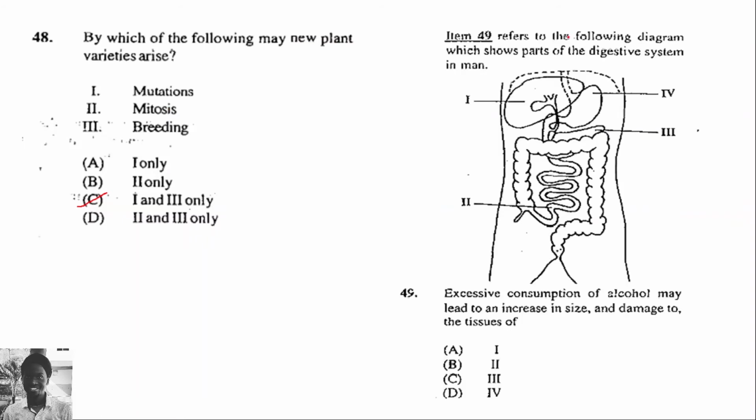Item 49 refers to the following diagram which shows parts of the digestive system in man. So 1 is the liver, 2 is the small intestine, 3 is the pancreas, and 4 is the stomach. 49 says, excessive consumption of alcohol may lead to an increase in size and damage to the tissues of A. 1, the liver, B. 2, which is the small intestine, C. 3, which is the pancreas, and D. 4, which is the stomach. Okay, the answer here is A, the liver. That would be cirrhosis or damage of liver tissues, and fatty liver, or the accumulation of fat on the liver itself.